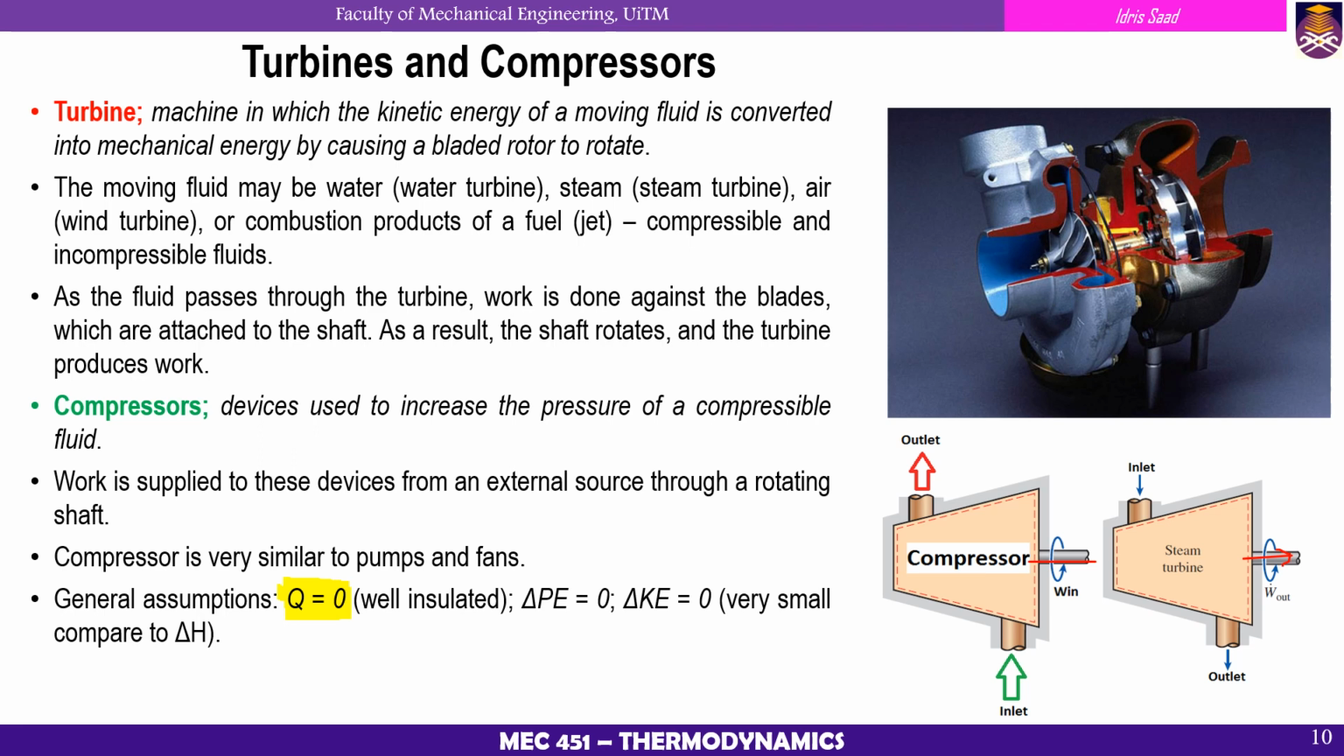Basically, a small amount of heat is transferred, especially when we use the steam turbine. As well, we assume that the potential energy and kinetic energy are equal to zero. This is because the values are very small. We have kinetic energy and potential energy, but they are very small compared to the change of enthalpy.